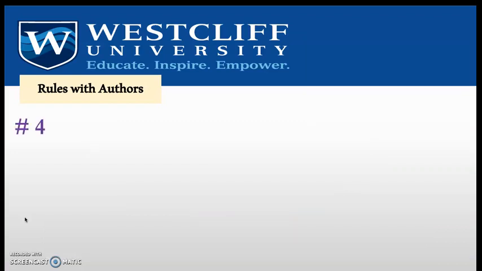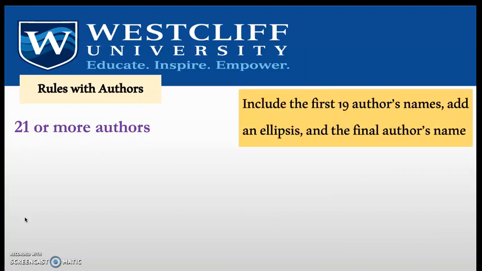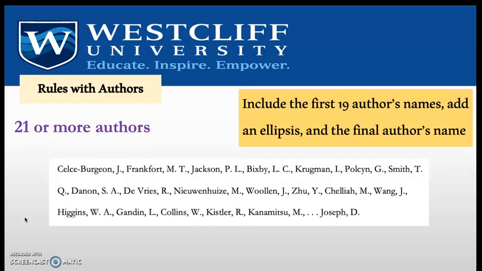If you have 21 or more authors, you're going to include the first 19 authors' names. So trust me on this one, it is 19. And then I still have the period after the initial, the comma, I incorporate ellipses, and then I have the final author.